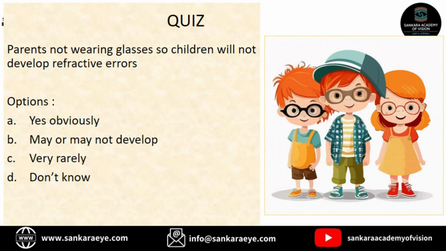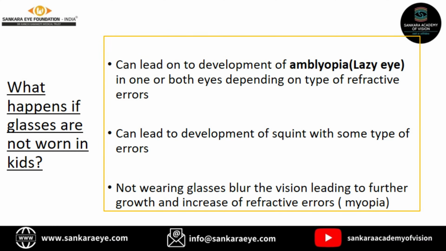If a child needs glasses and is not given glasses, a blurred image is constantly transmitted to the brain. What essentially happens is it leads on to a condition called lazy eye, or amblyopia. That means the vision would start dropping day by day as the child grows. This could happen in one eye or in both eyes. So a problem which was just a refractive error, or the need for glasses, has turned into a second problem, which is called the lazy eye.